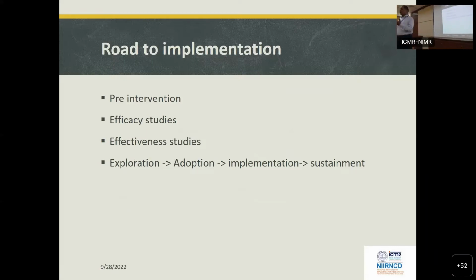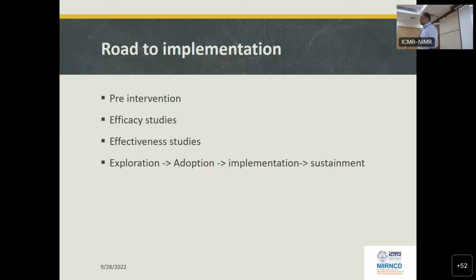The first thing is, as I said, there's a concept. That concept you consider in your mind and then convert into a proof of concept. So the most preliminary scientific study that we do at the first stage is proofing a concept, whether the concept is viable or not, whether the concept can be examined or not. So that is known as the pre-intervention stage of a particular research idea.